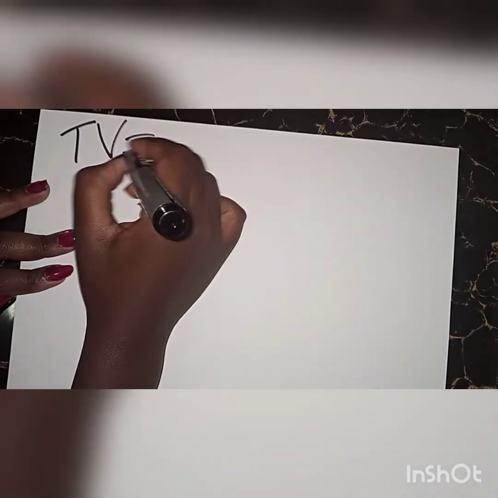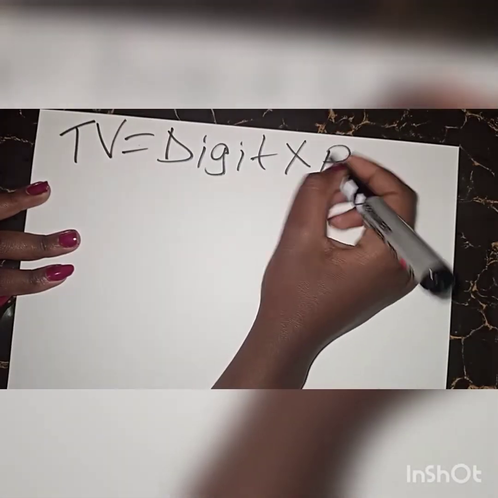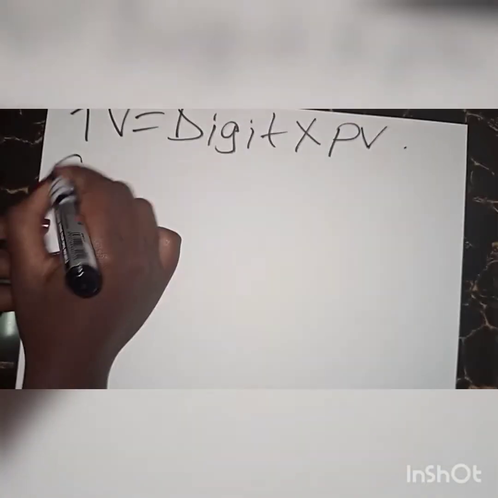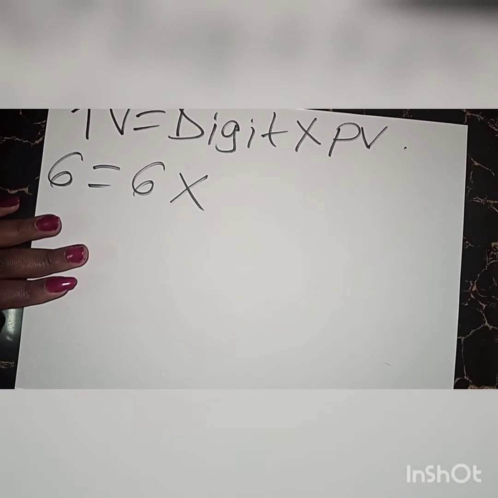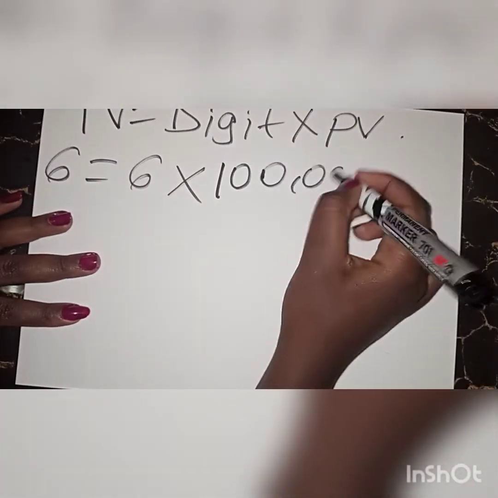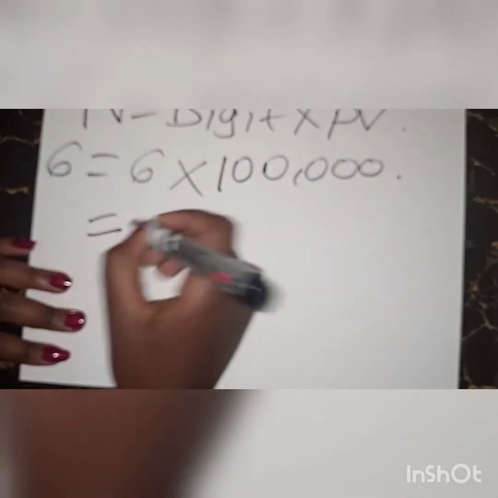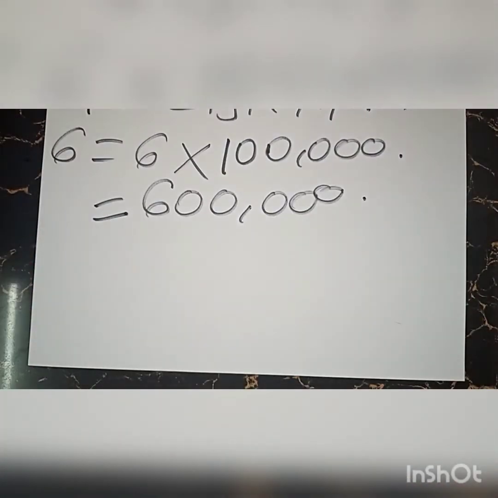So in order for us to get the total value, the total value of 6 is 6, the digit, times the place value of 6, which we said is 100,000. Okay, so that means that the total value of 6 is 600,000. Are we together?